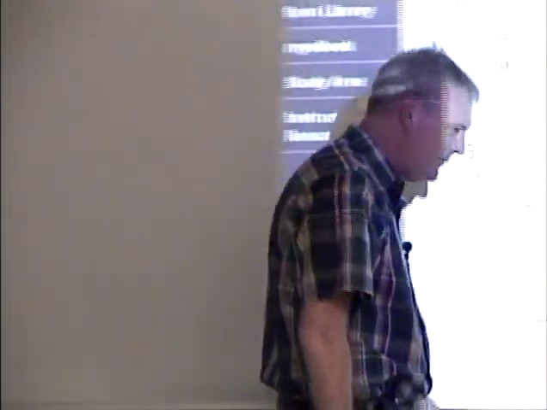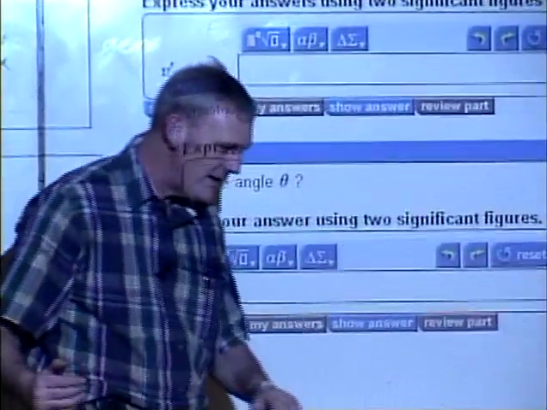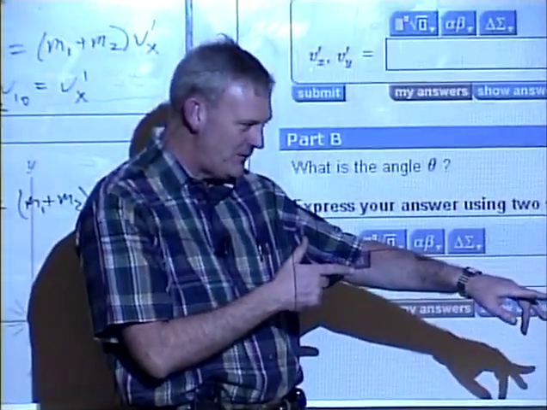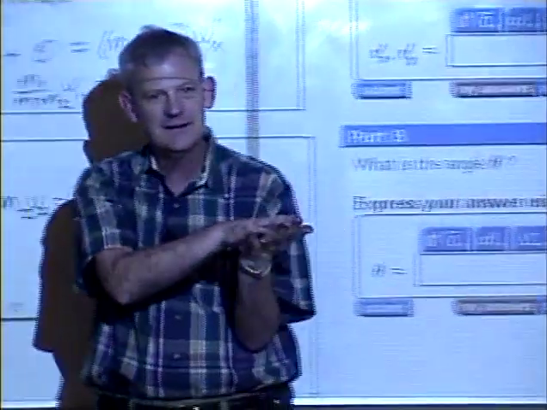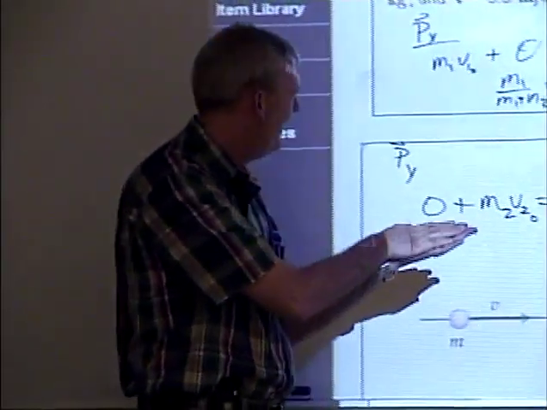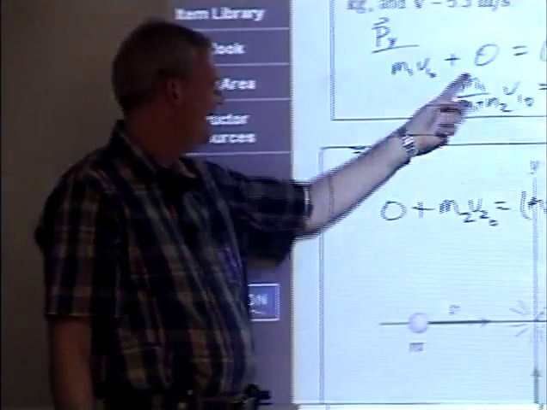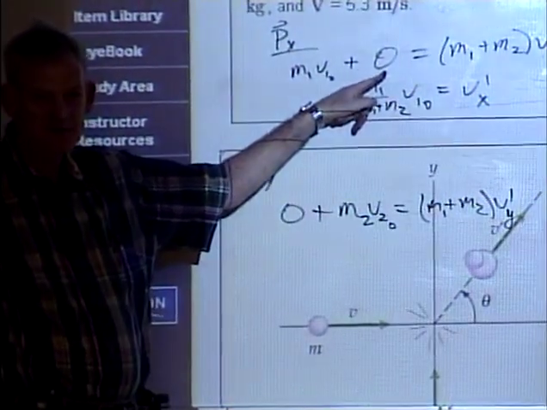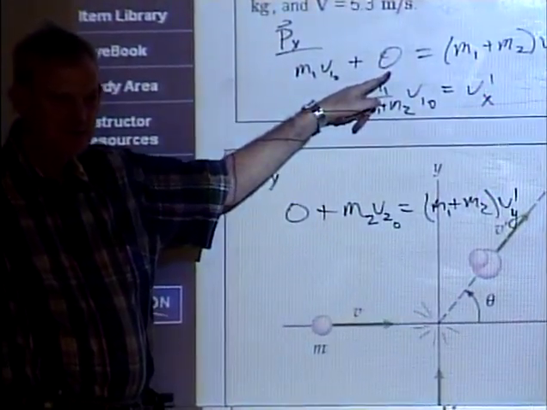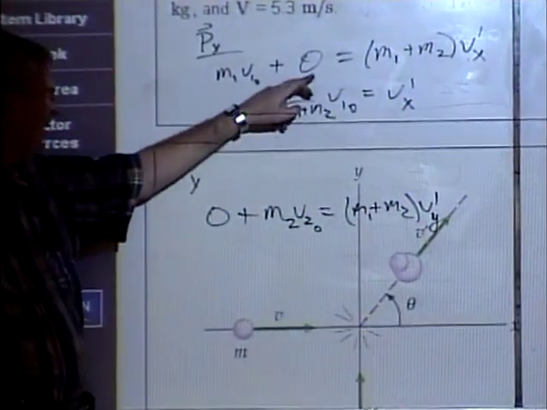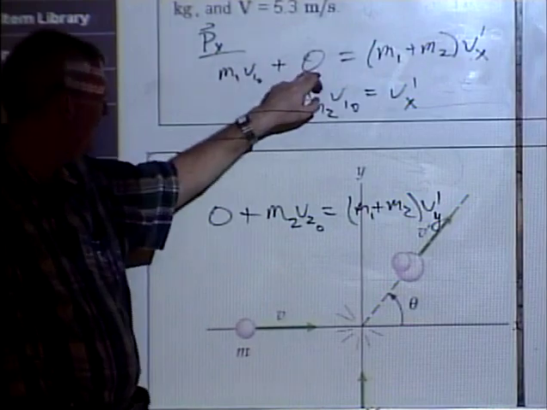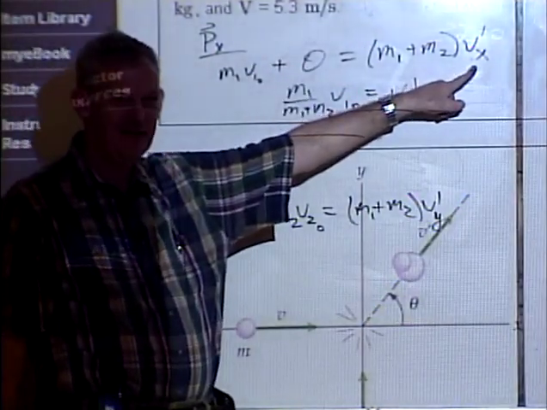All right, here's your problem. And this little girl's running in the same direction as her friend on the sled, and she catches up to her and jumps on her. Guess what? It looks just like this, except this isn't zero. Except that this isn't zero, and you're going to have this and this. And you're going to just want to find that.